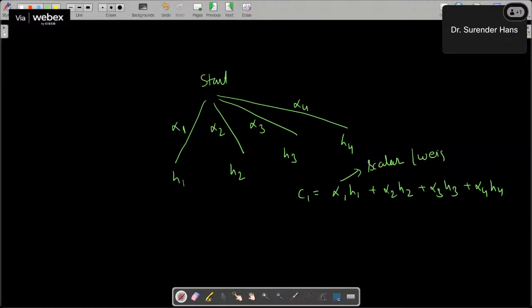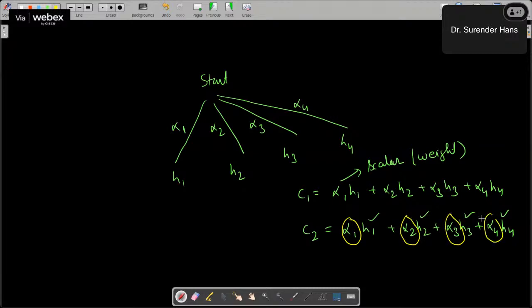These are the weights. And C2 is alpha 1 H1 plus alpha 2 H2 plus alpha 3 H3 plus alpha 4 H4, where H1, H2, H3 and H4 are the same, but these alpha i's for C2 are different from the alpha i's of C1.